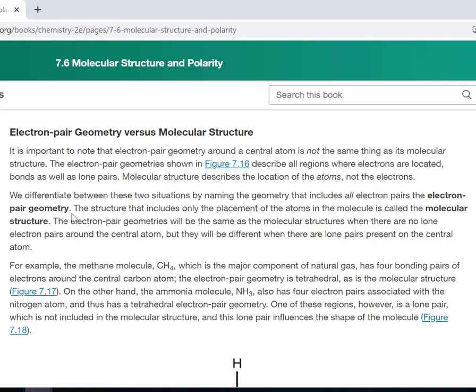But we have another type of geometry we care about related to the structure of the molecule. So in your book, it looks like they're using the term the molecular structure of the molecule.